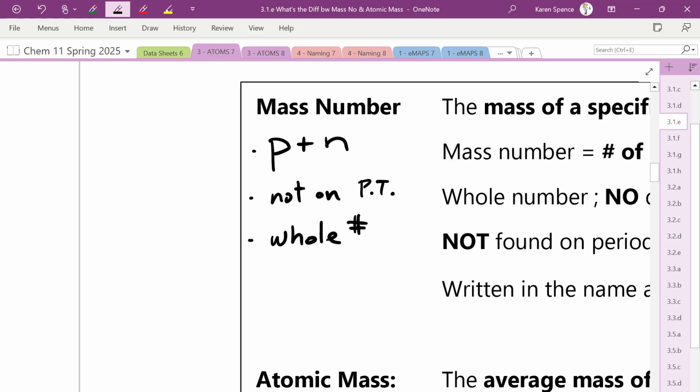Can you do the atomic mass? Well, not just yet, because I want to add one more thing. This is different for each isotope. Okay. And what's that word that I just said? Isotope. What is an isotope? What are isotopes? Tell your partner.